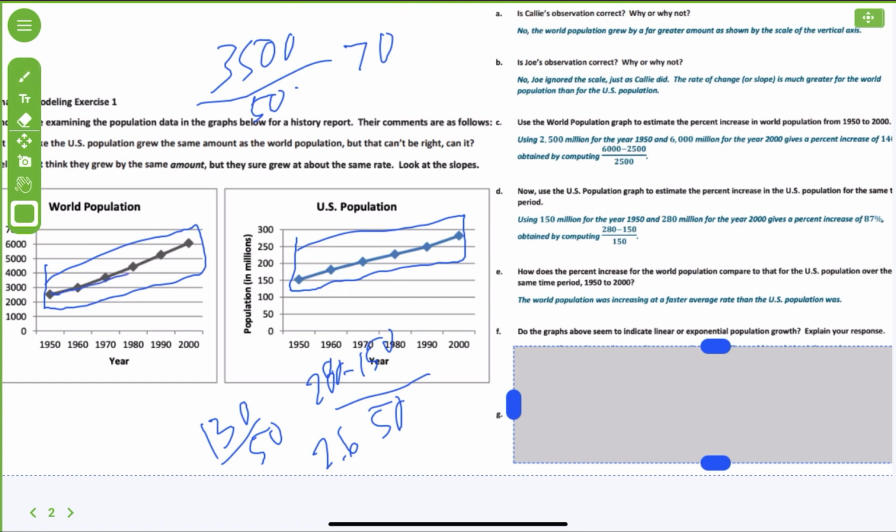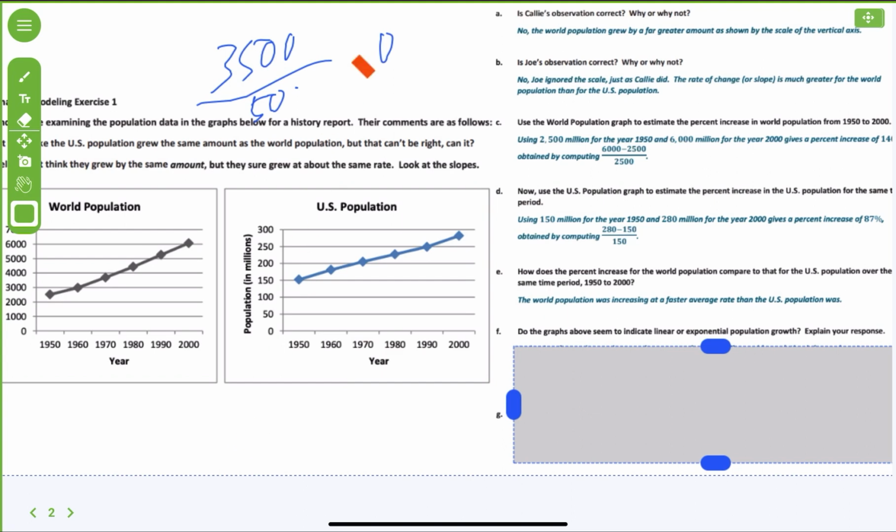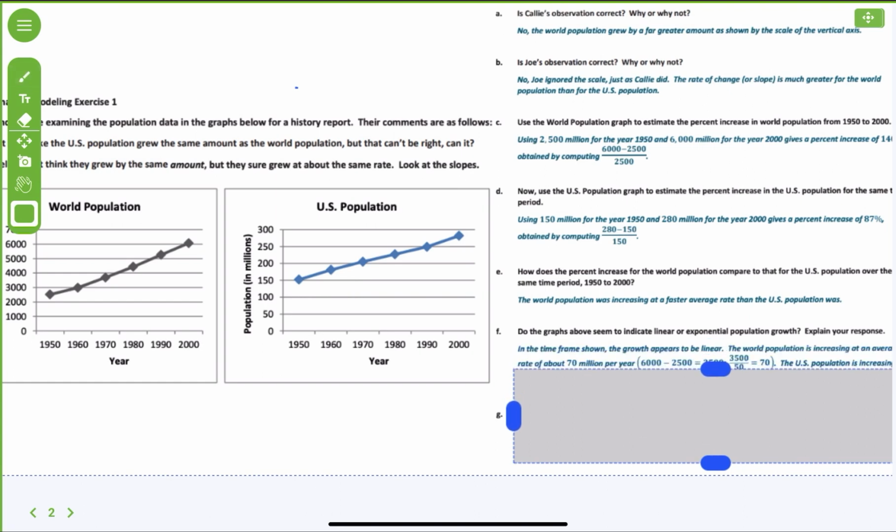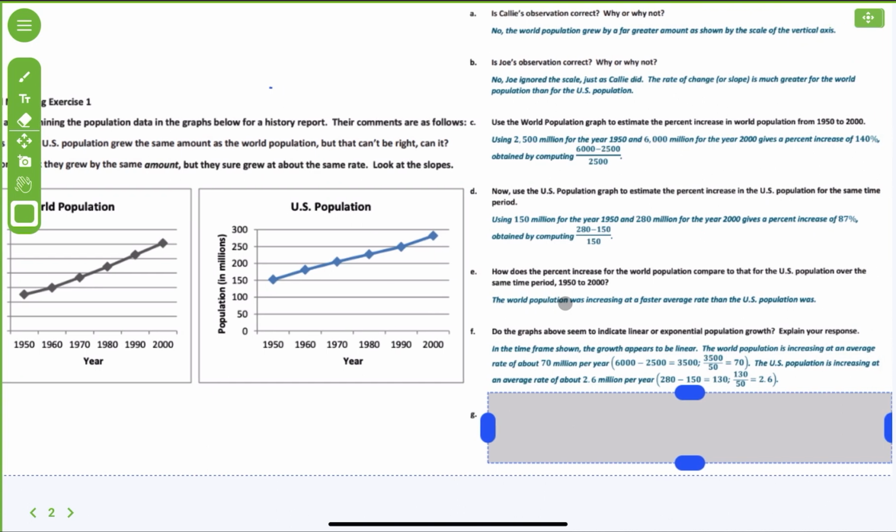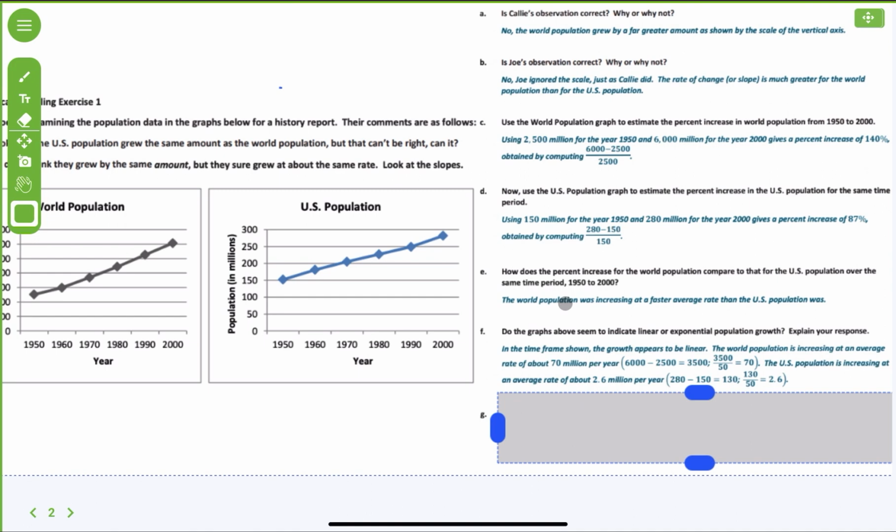So, and it does look to be linear, right? These are both linear. Okay. For it to be exponential, you would need to see a drastic change somewhere. So it might be something like this, but then it jumped way up somewhere, or maybe here, and it starts increasing greatly. But there's no exponential growth there, it looks mostly linear. So that's what we would say. It says in the frame shown, growth would be linear. Yeah. Okay. About 70 million per year and about 2.6 million per year.